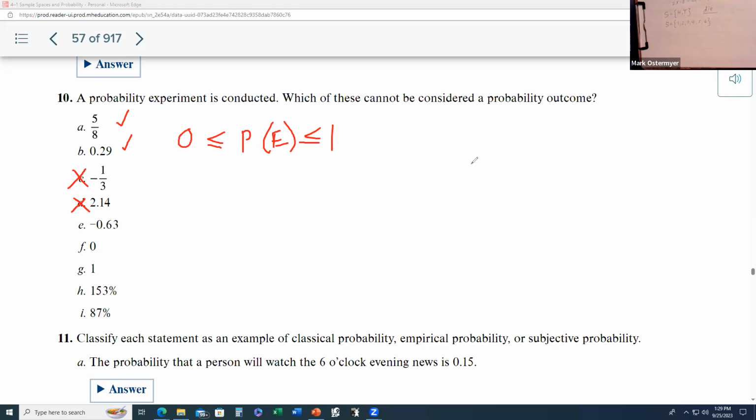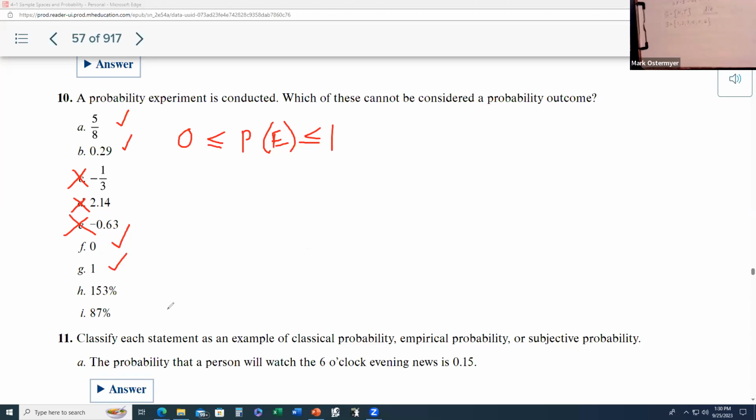Now, you might think of it as being like 20%, but don't write it as 20%. We just write it as 0.20 or 0.2. How about E? Is this a valid probability? Negative 63/100ths or negative 63%? That's impossible. Can't have negative probabilities. F, is 0 a valid probability of some event? Yes. Certainly possible. 1 is a valid probability. Do you agree? That's possible.